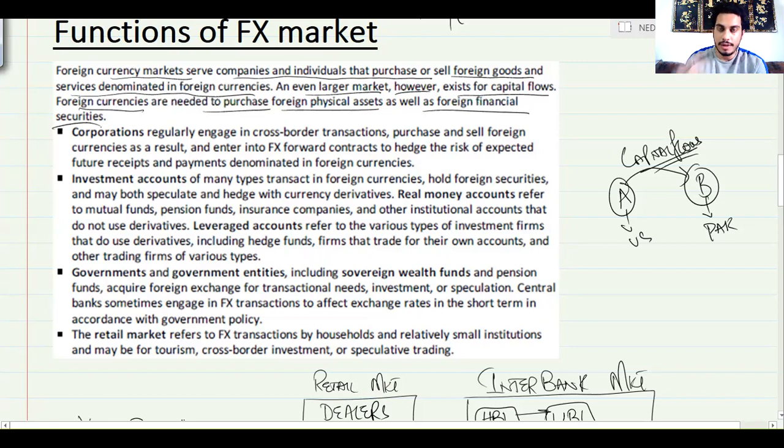So now, let's go. What functions is it playing? Number one, it helps the corporations. Corporations regularly engage in cross-border transactions, purchase and sell foreign currency. As a result, they enter into FX forward contracts to hedge the risk of expected future receipts and payments denominated in foreign currencies. So big corporation, like let's suppose we can take Anglo.